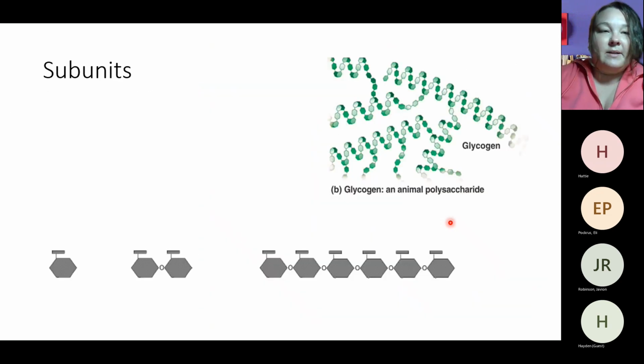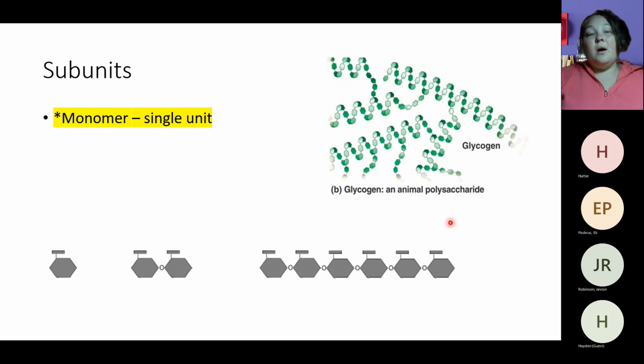Let's talk about subunits. Think about Legos. When you have a bucket of Legos and you dump them all out on the table and you're ready to make, I don't know, Darth Vader structure. What's that called? Death Star. A Death Star. You start with each individual Lego and then you put them together in different arrangements. Much the same way, carbon compounds have individual subunits that are put together in different ways to make the overall structure. A monomer is what we call a single unit.